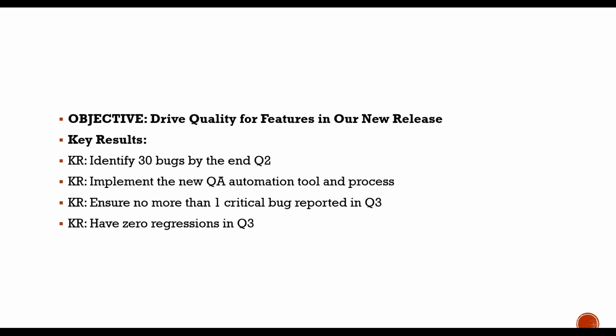It is all about testing being so efficient that there should not be more than one critical bug reported. It helps them focus their effort on testing. Testing quality should be such that there are not more than one bug reported in production. And zero regression in Q3. So whenever there is a new release, make sure that you tested your application and that there is no regression in any quarter, any year.